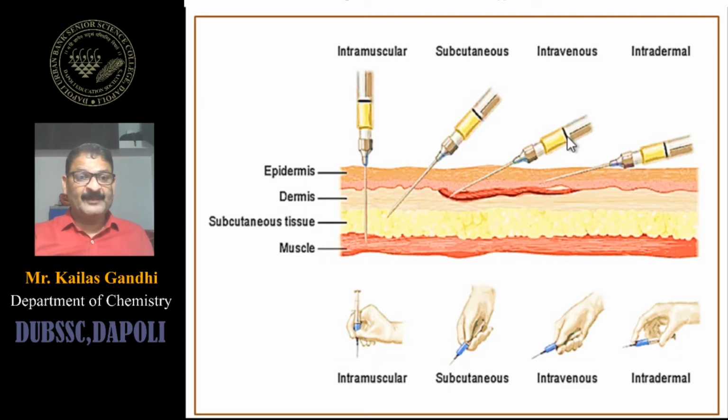Okay, and after that, when they find the proper vein for the injection, they inject into the vein and remove the blood. Similarly, into that particular vein, the drugs are given, so that route is considered an intravenous route. And the next one is when it is injected into the dermis, then we consider it an intradermal route.